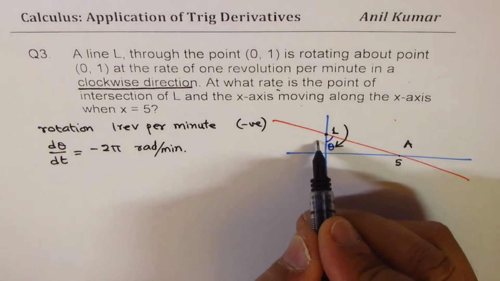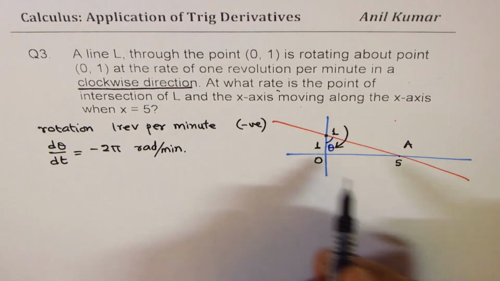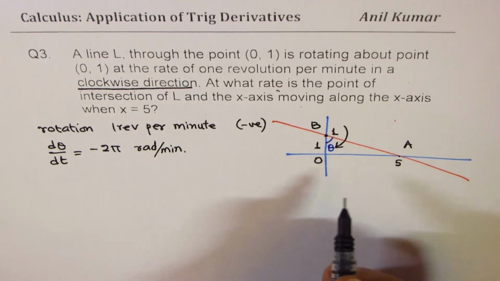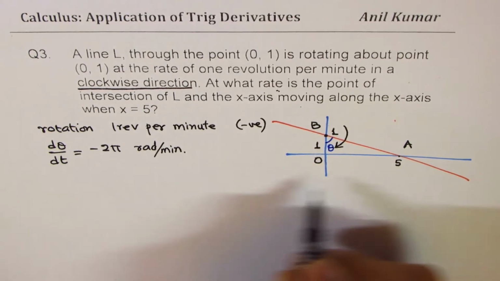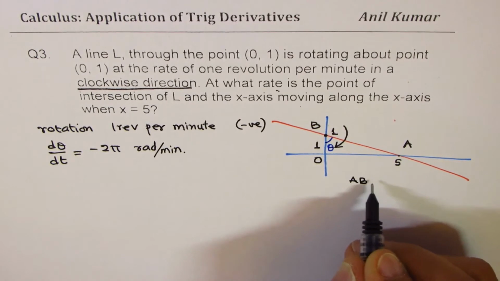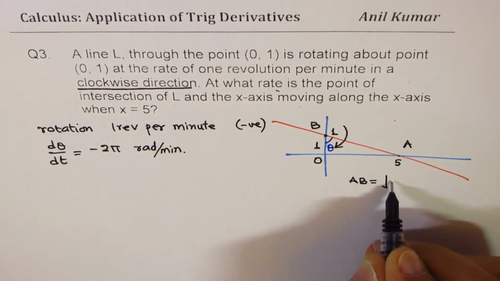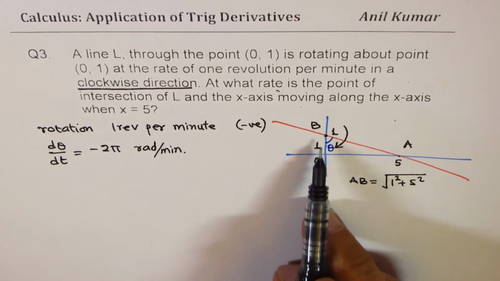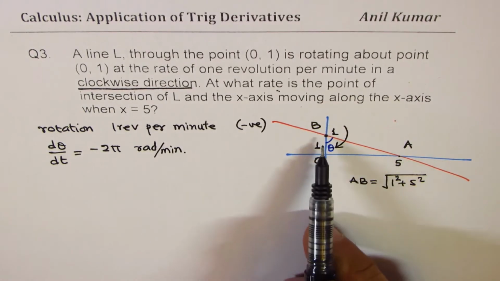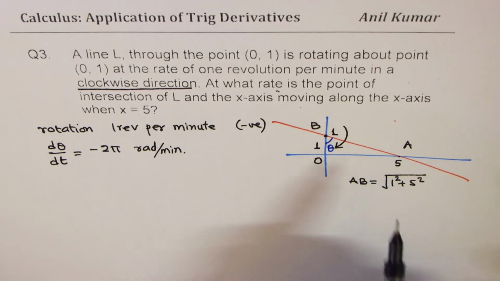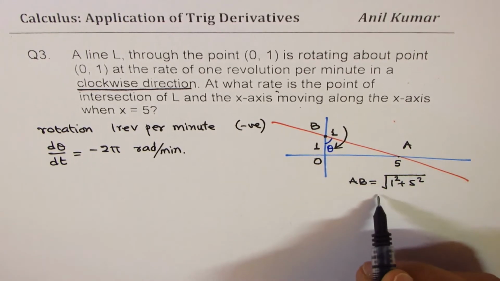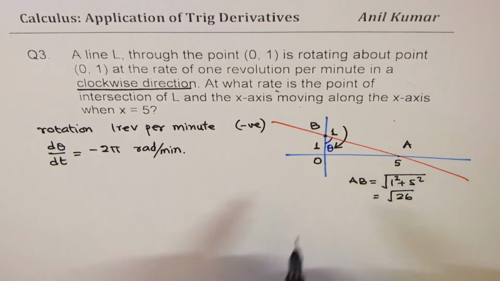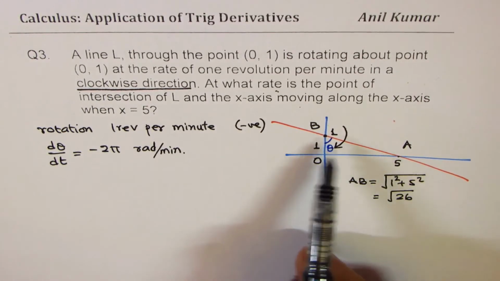We know this is fixed at 1. Let's also call this point B. So what is AB equal to? AB will be the square root of 1 squared plus 5 squared. Correct? That is AB, the hypotenuse, which is square root of 26.